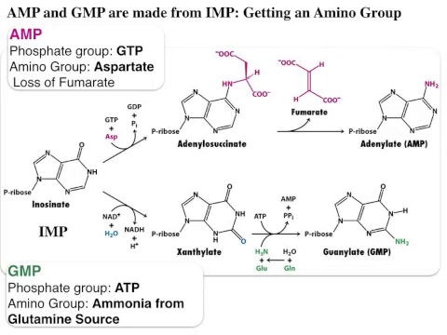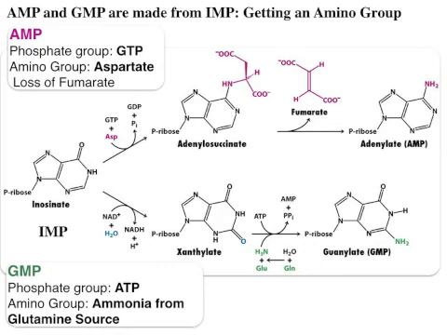We're going to start with IMP, and then we're going to phosphorylate and add an amino group from aspartate. Now we have a little bit extra that's included in the intermediate adenylosuccinate, and we're going to release that little bit as fumarate, and we end up with adenylate, AMP. I want to draw your attention to the fact that we're using GTP as a phosphate source in the synthesis of AMP, and the reason for this will become clear in just a minute.